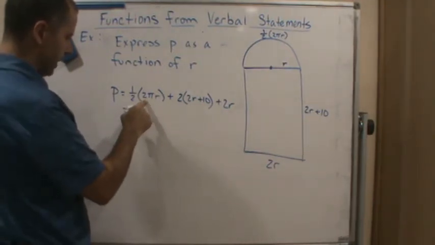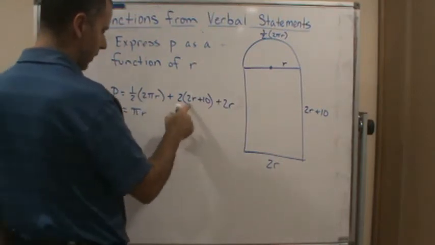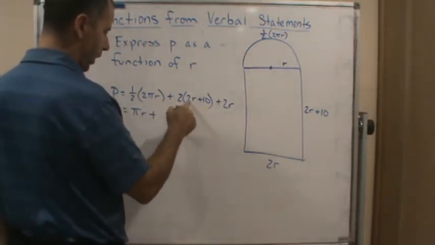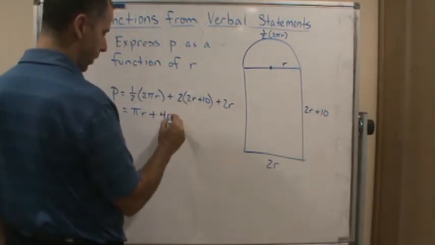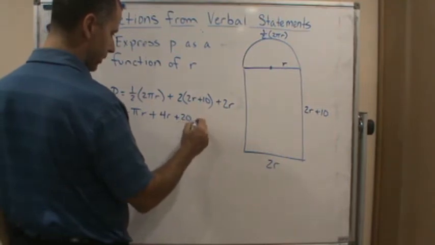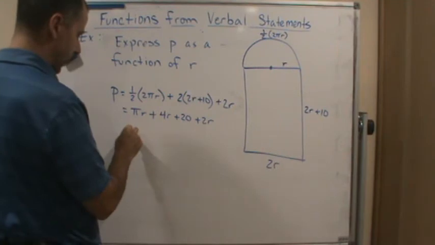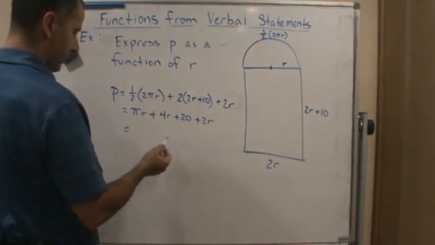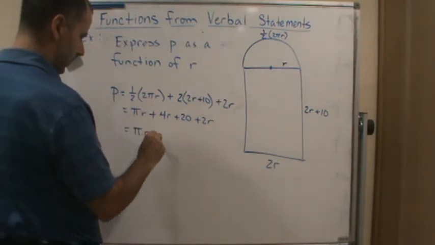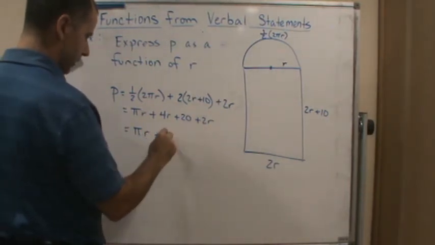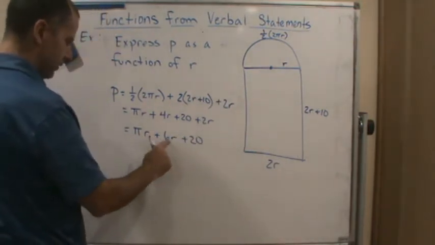So 1/2 times 2 is 1, so that's going to go away. So I get pi r. And then here I'm going to get plus 4r. I'm going to distribute, right? I'm going to distribute to both. So this becomes 4r plus 20 plus 2r. And now I'm going to combine like terms. So I'm going to get pi times r plus 6r plus 20. And finally, now I've got this r in here, so guess what?